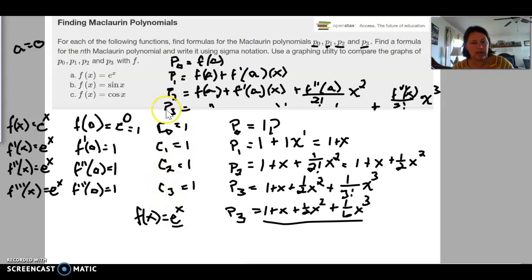Okay, so now let's look at the sine of x. Actually, I'm about out of time, so I'm going to end this video. We'll start with sine of x and cosine of x on the next video.